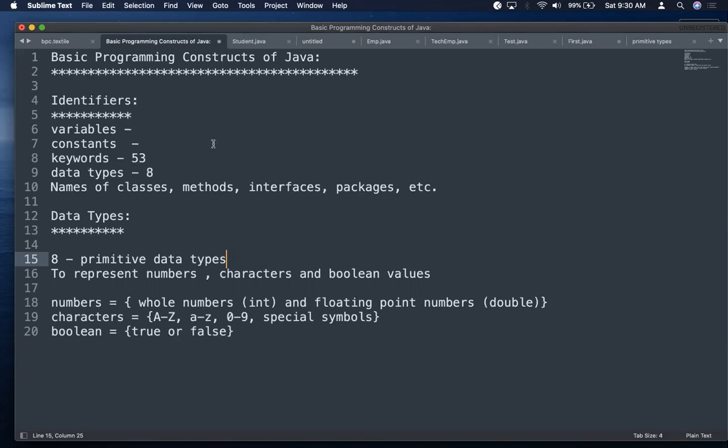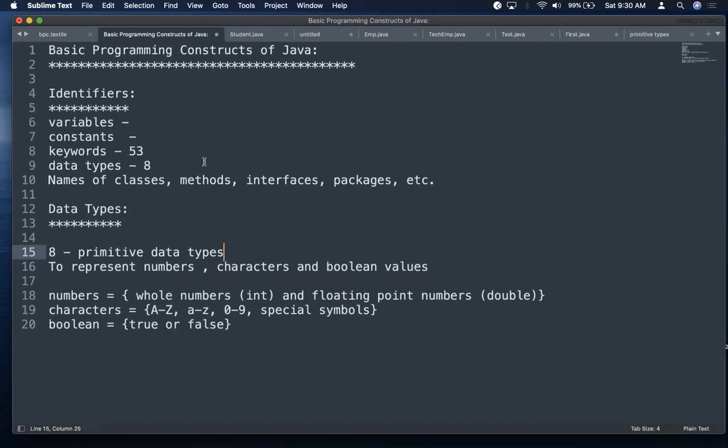In Java, we have 8 primitive data types to represent numbers, characters, and Boolean values. When we speak of numbers, they can be whole numbers or floating point numbers. The whole numbers are called integers and floating point numbers are called decimal numbers. So we have 4 data types to represent integers and 2 data types to represent floating point numbers.